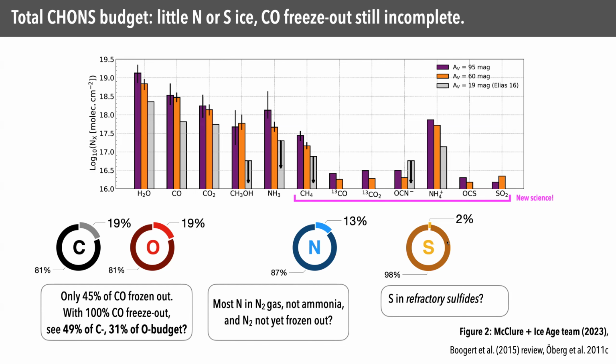So this is suggesting that refractory solids are actually really important for all four of these elements. So I'll focus on ices for the rest of the talk, but it's worth noting that for planetary compositions, refractories will play an important role.